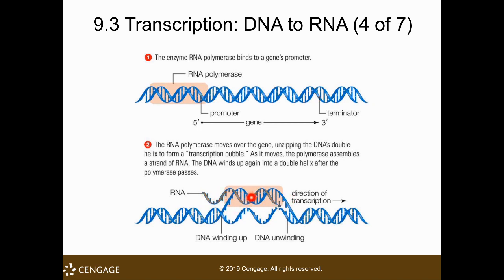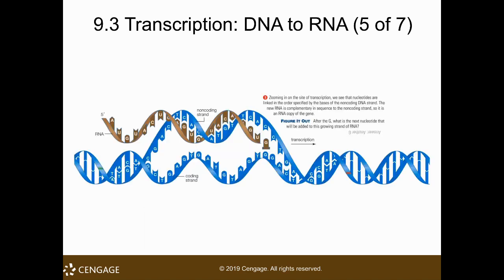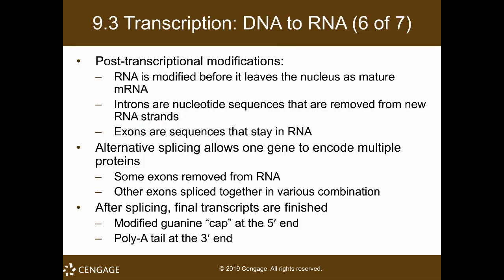So you are just going to use a single strand, whereas in replication, both strands are being replicated. In this case, for transcription, only one strand is being transcribed. Okay, so you add your bases as you go along. So there, the RNA polymerase is adding the bases as it moves in the 5' to 3' direction. After transcription, you have what you call the post-transcriptional modification. So RNA is modified before it leaves the nucleus as the mature RNA.